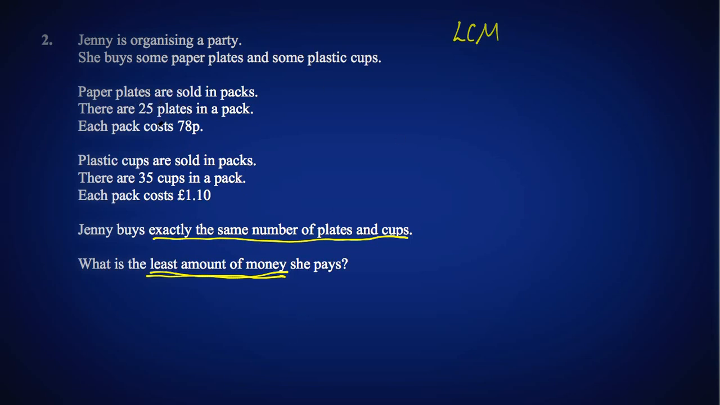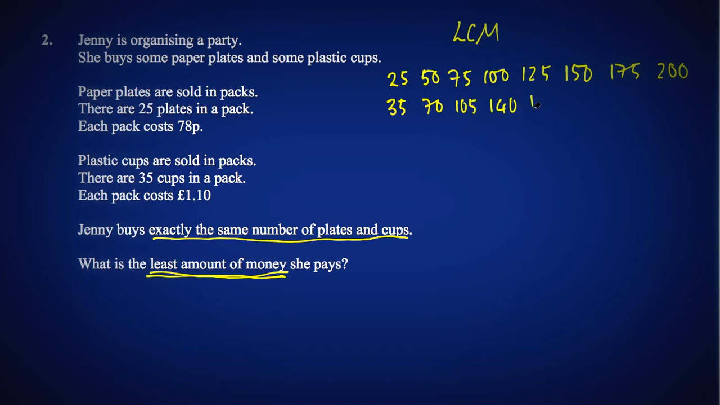So she's got to buy the same number of plates and cups, so let's do lists of multiples of 25. I'm just going to go up to 200 to begin with and see if I can find a multiple of 35 that matches one of those. So I've got 35, 70, 105, 140, 175, and there's my common multiple. 175 appears in both lists. So she needs to buy 1, 2, 3, 4, 5, 6, 7 packs of plates, and 1, 2, 3, 4, 5 packs of cups.